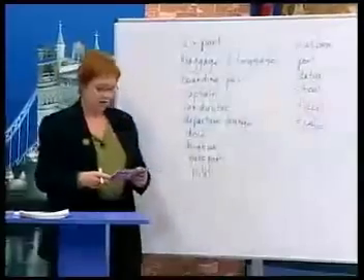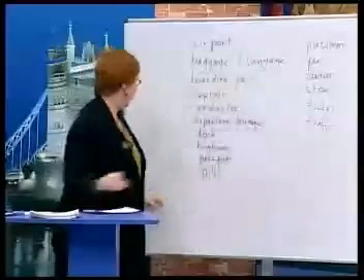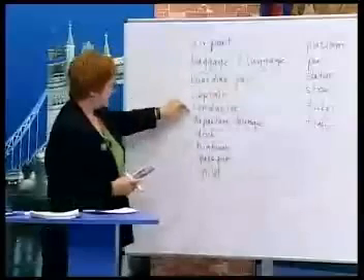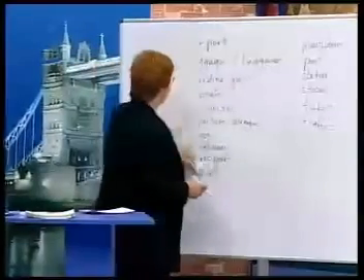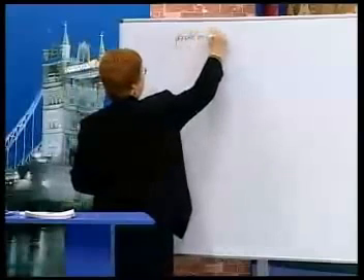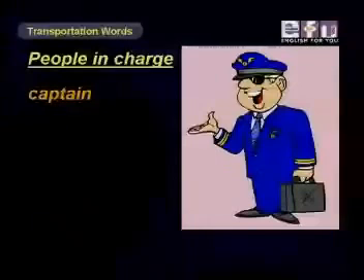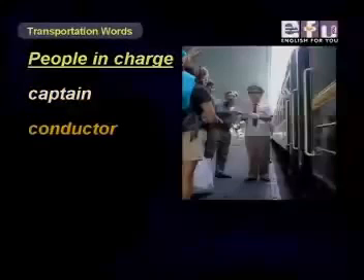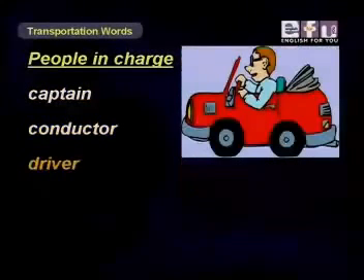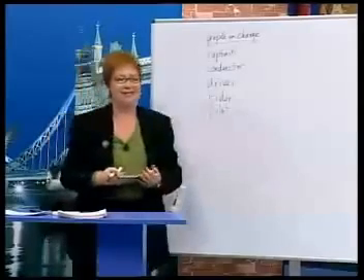Okay? Now, we're going to put these words into categories, into groups. Now, let me make some room here, because notice these are A, B, C, D. These are in alphabetical order. Now, we're going to put them into logical groups. And we'll start with people in charge. In this group we have captain, conductor, driver, rider, and pilot.